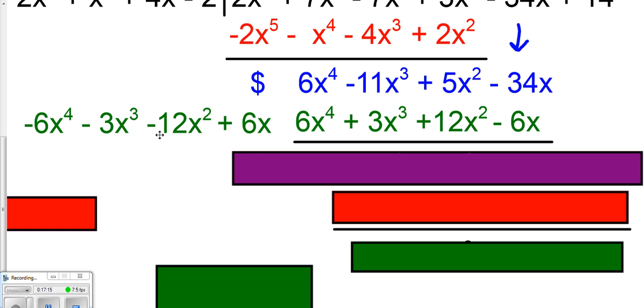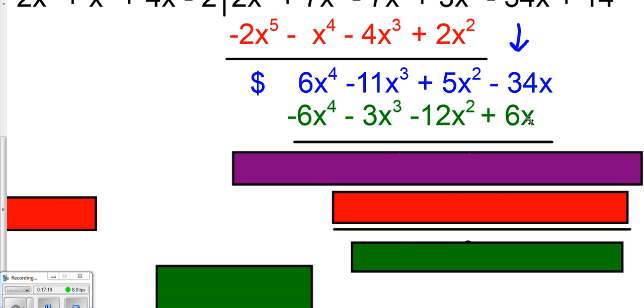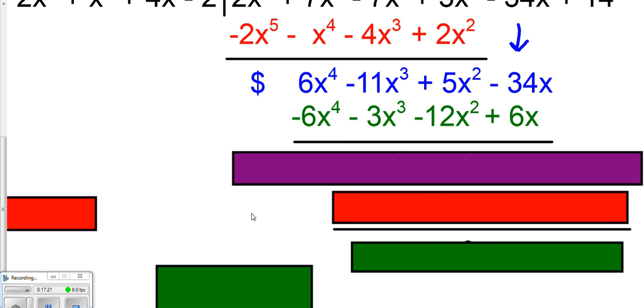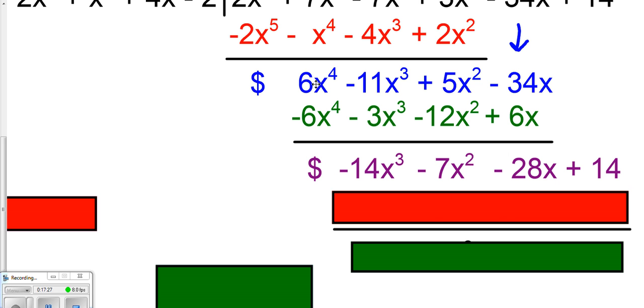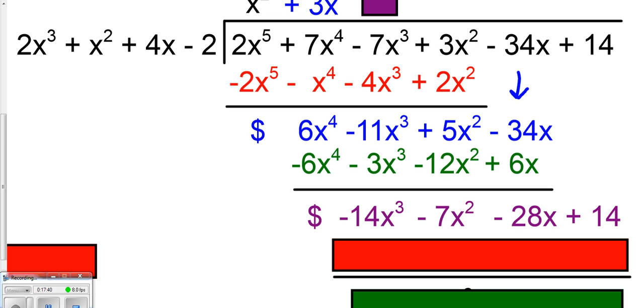So negative, negative, negative, positive. We'll just replace that like so. All of the negatives and this one. So they're all opposite. Now again, these two will cancel out. Put my money symbol there. These two add up to a negative 14x cubed. These two become negative 7x squared. These two become negative 28x. And I can't forget to drop down this 14.